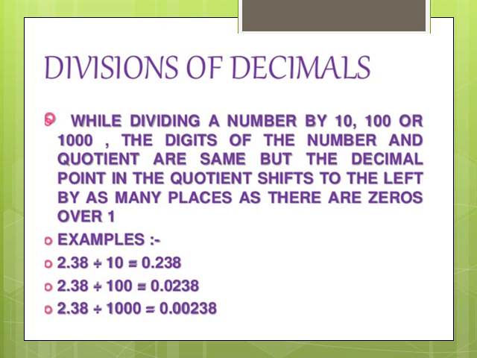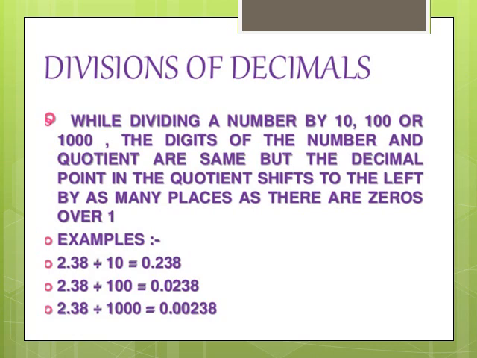When 2.38 is divided by 10, it's a division sign, so the decimal point will shift to the left. We have 1 0 here over 1, so the decimal point will shift one place to the left. The quotient will be 0.238. In the next example, 2.38 divided by 100. Here also the decimal point will shift two places to the left. The answer will be 0.0238.